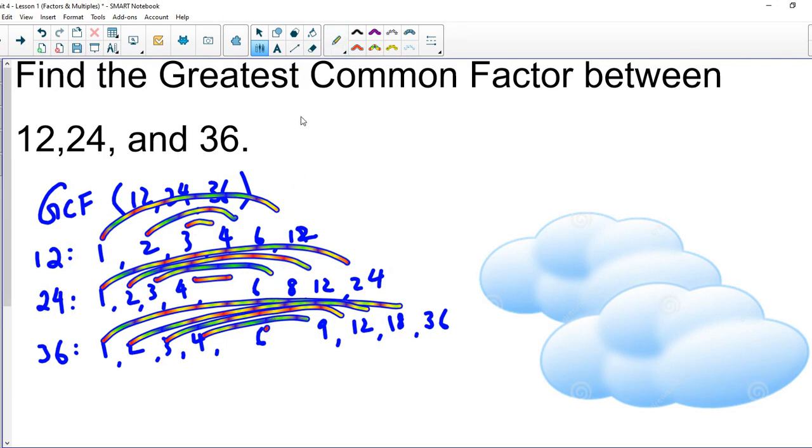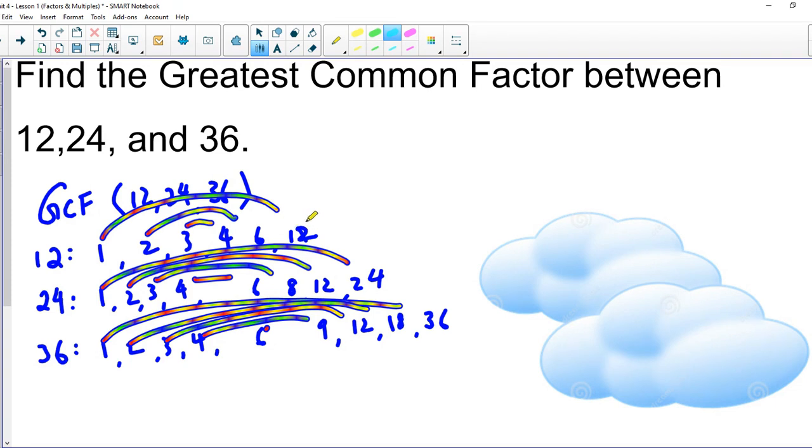Now, what's the biggest number? Let me use a different color. What's the biggest number they both share? So, okay, let's see. They all share 1, but that's a small number. 2, yeah, they all share 2. They all share 3. They all share 4. They all share 6, right?